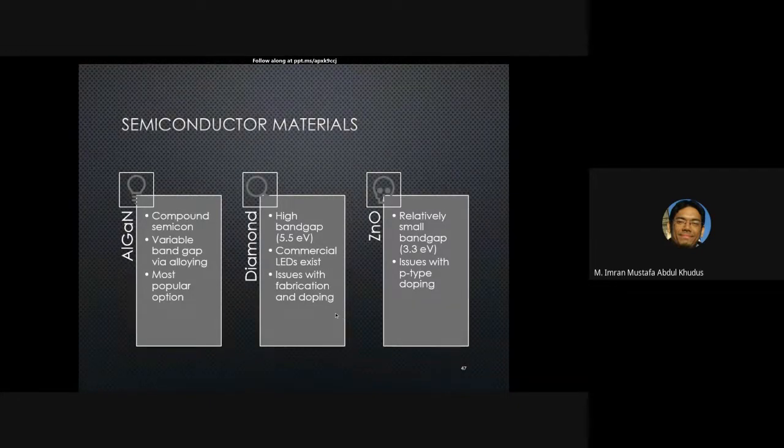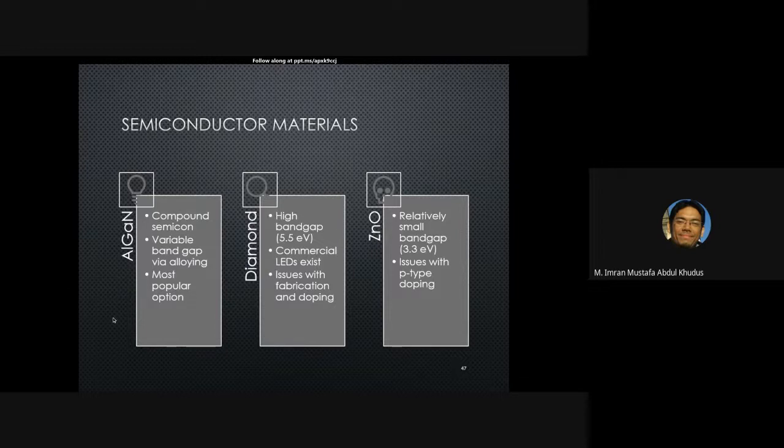Diamond is possible. Commercial LEDs for diamond exist, but the problem is fabrication. It's difficult to make diamond, and expensive as well, because it's just carbon, and it has a high band gap. So there are issues with fabrication as well as doping. Remember that ultimately, when we're talking about semiconductor DUV devices, it's essentially a PN junction. So you have to have an N-type and a P-type, no matter what you do. You will have to dope it, and if you have issues with doping, then you're kind of stuck.